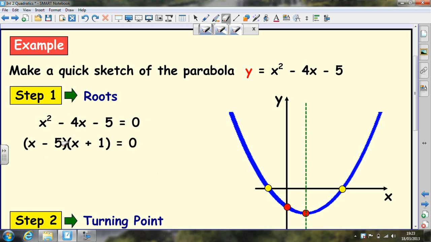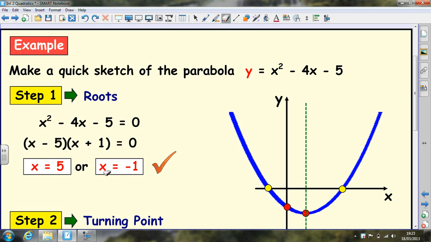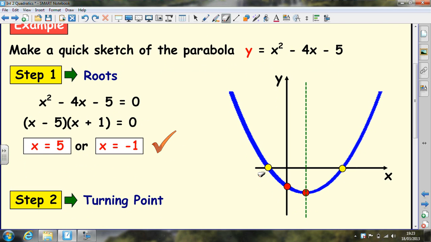So either that first bracket has to equal 0, in which case x would be 5, or the second bracket has to equal 0, in which case x would be minus 1. And that's your roots. So if you're asked for the coordinates, you would say minus 1, 0, which would be here, or 5, 0. Make sure you get that the right way round, and not say 0, negative 1, and 0, 5. You'd lose marks for that. Okay, so that's how to work out the roots.